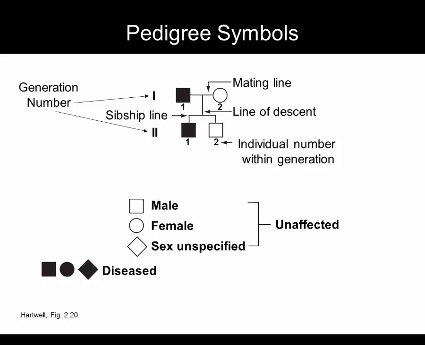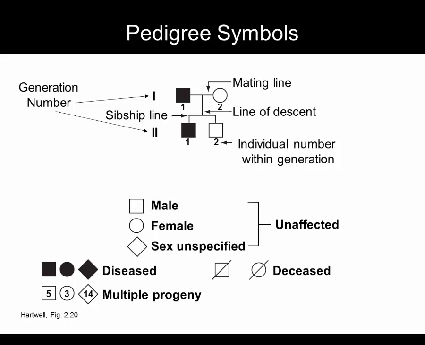Occasionally you'll see a partially filled symbol indicating a carrier, an unaffected heterozygous individual in the case of recessive conditions. For several progeny, you'll sometimes see them represented by a number inside a symbol in order to save space. Individuals who have died are indicated with a slash, and a double mating line is a consanguineous or incestuous mating.